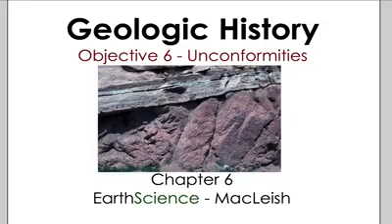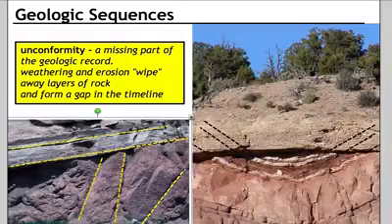So in this video we're going to review what an unconformity is as part of chapter 6 here in Earth Science. When you look at a geologic sequence or a layering of rock structure, if there has been erosion that has occurred along the surface and then that has been reburied with new sediment, you have what is known as an unconformity. It is a missing part of the geologic record.